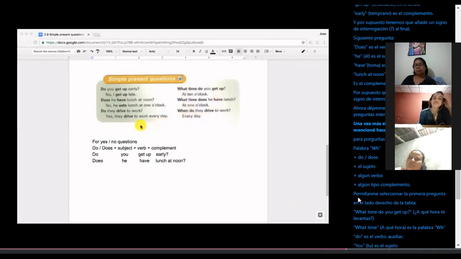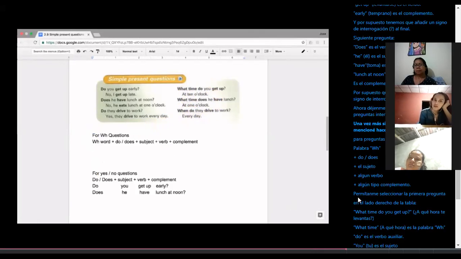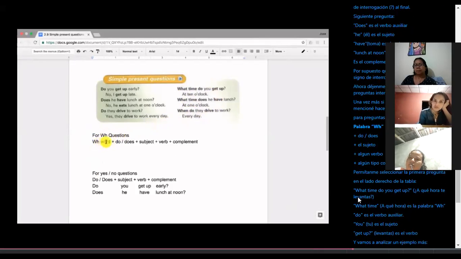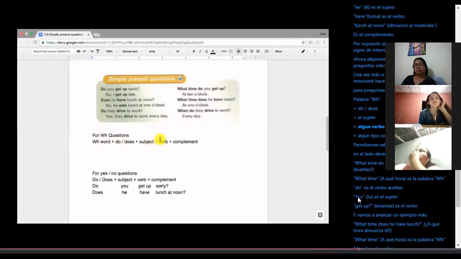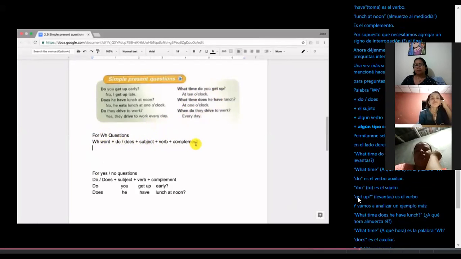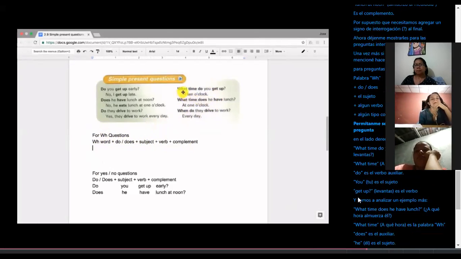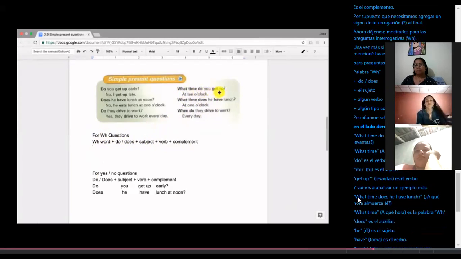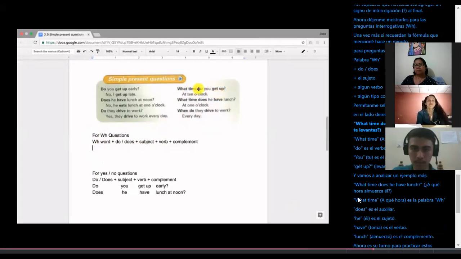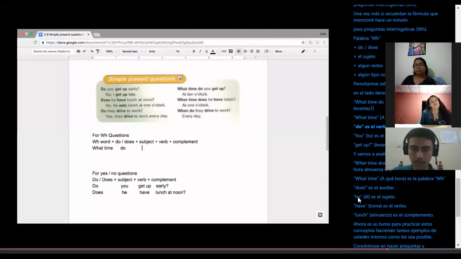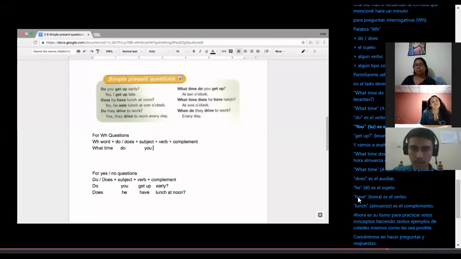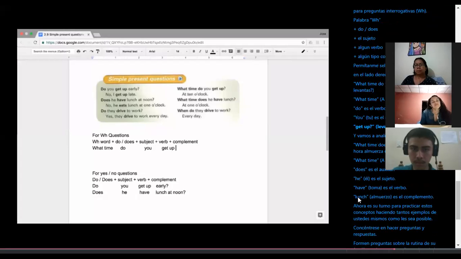Once again, if you recall the formula that I mentioned a minute ago, for WH questions: WH word plus do or does plus the subject plus some kind of verb plus some kind of complement. Let me select the first question on the right side of the chart. What time do you get up? What time is the WH word. Do is the auxiliary verb. You is the subject. Get up is the verb.